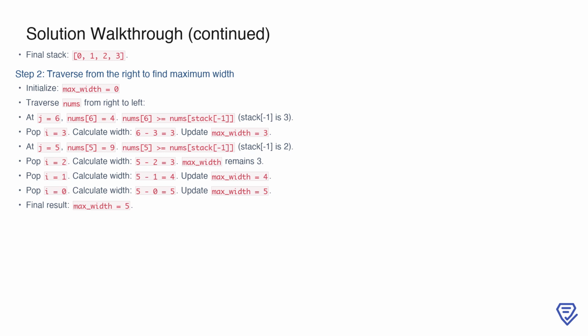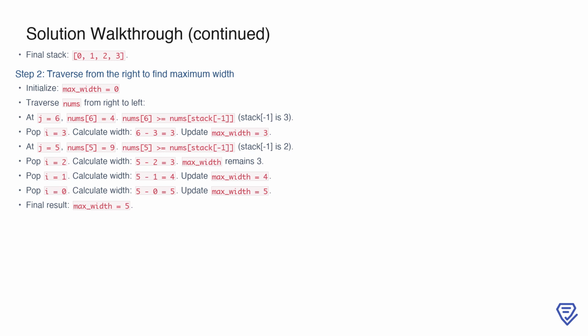At index 3, the value is 0, which is even smaller, so we append index 3. For indices 4, 5, and 6, the values 1, 9, and 4 are all greater than the top of the stack, so we skip appending. This gives us a final stack of 0, 1, 2, 3.